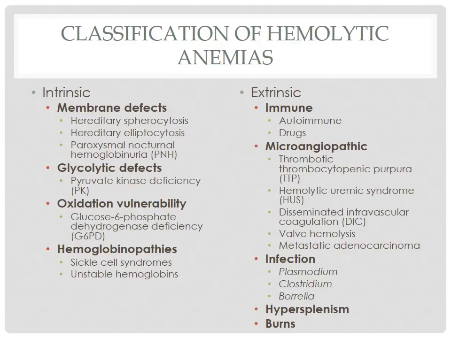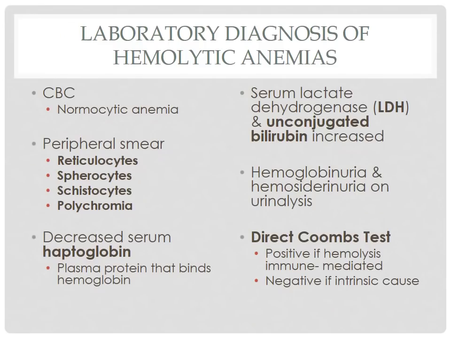We'll discuss these further in the following slides. The laboratory diagnosis of hemolytic anemias. First, we start with the CBC, and often, as we discussed before, these are normocytic anemias. Occasionally, you can see some increased reticulocytes and spherocytes, which could make it seem more macrocytic, but typically normocytic.